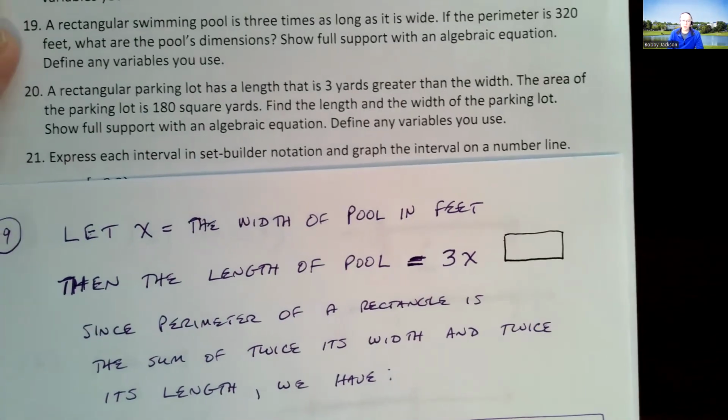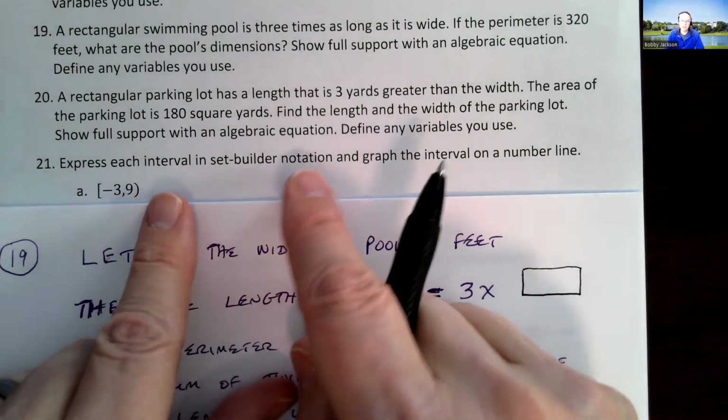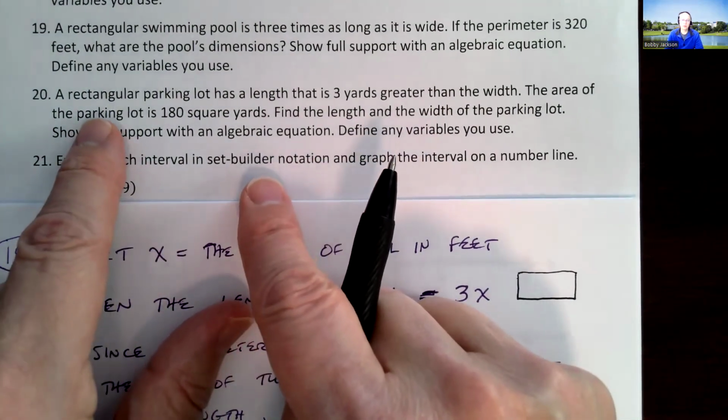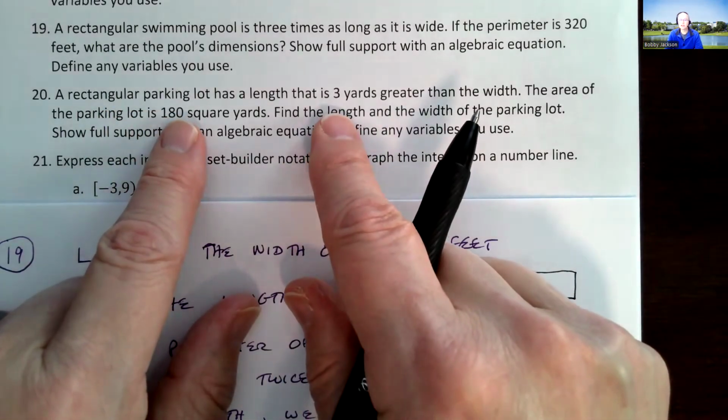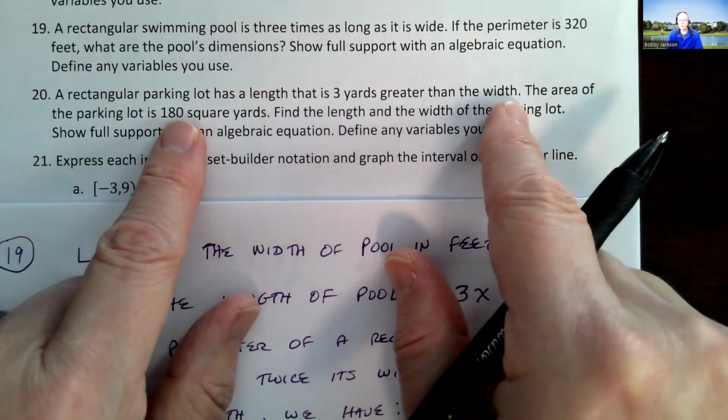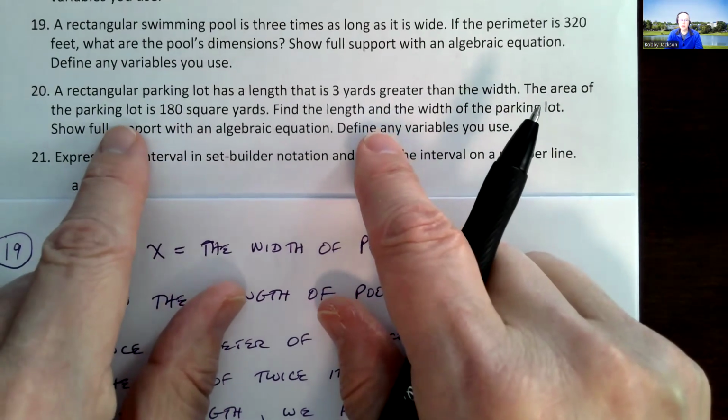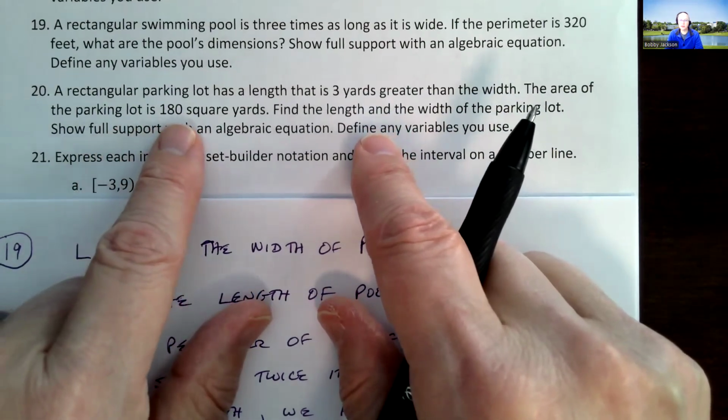All right, number 20 is a similar problem. Another rectangular area. A rectangular parking lot has a length that is 3 yards greater than the width. The area of the parking lot is 180 square yards.